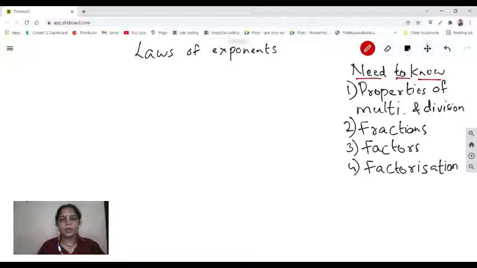You need to know the properties of multiplication and division. Of course, you need to know multiplication and division very well. Then you need to know fractions, the basic concept of fractions. And you need to know factors. What are factors? You must have heard about factors and multiples. Then you need to know what is factorization.